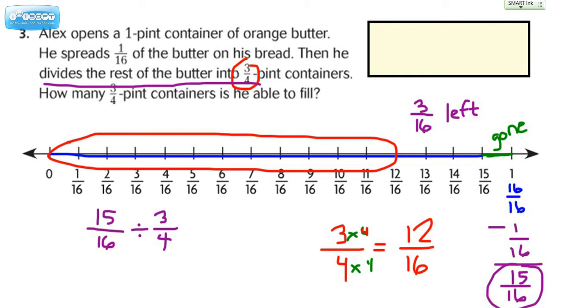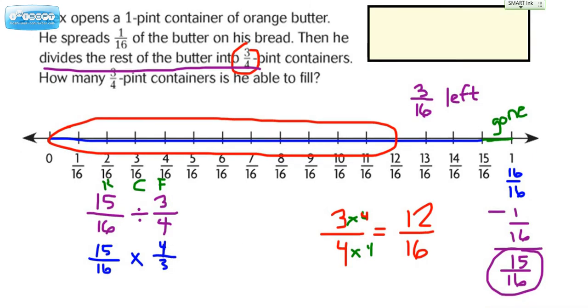All right, when we're doing the algorithm, we've been using this little way to remember: keep, change, flip. So we're really multiplying by the reciprocal of the divisor. We would keep the 15/16. We would change this to multiply, and then we would flip this to its reciprocal. Once we get to that point, then we'll look for the pre-reducing opportunities.